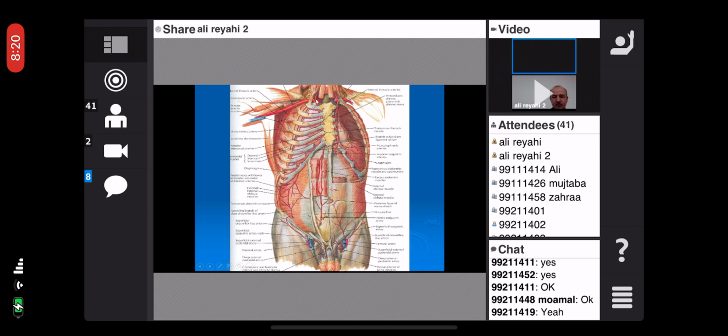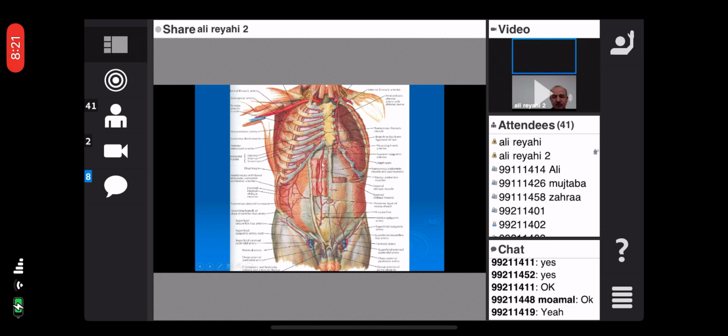This is the subclavian artery. On each side you can see the subclavian artery. The internal thoracic artery arises from the subclavian artery and runs downward behind the costal cartilage. When it reaches the lower chest, it divides into two branches. This is the musculophrenic artery, and the other branch is the superior epigastric artery.